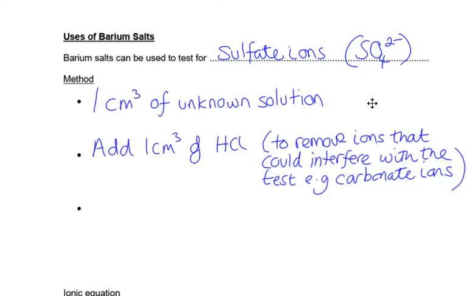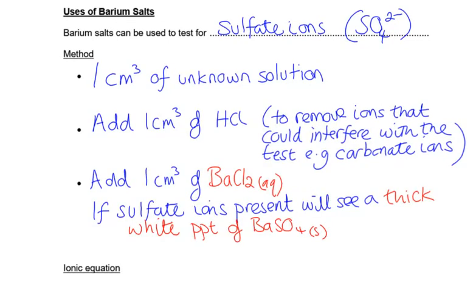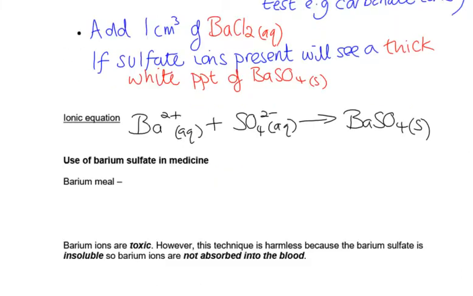So you'd have a small amount of your unknown solution in a test tube. You'd firstly add 1 cm³ or a small amount of HCl. This is there to remove ions that could interfere with the test and give you a false positive, so it removes things like carbonates. You would then add 1 cm³ of barium chloride solution to your test tube. If a sulfate ion was present, then barium chloride would react with sulfate ions and produce barium sulfate, which is a thick white precipitate which you would see. And that's the ionic equation again, which we saw in the last video, making your BaSO4, which is your white precipitate.